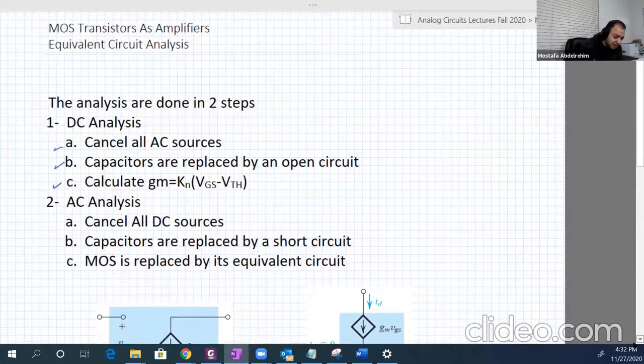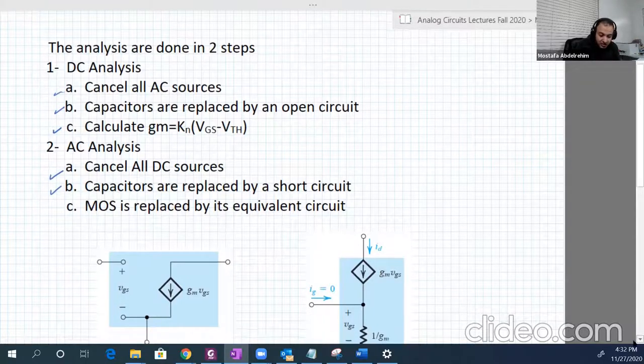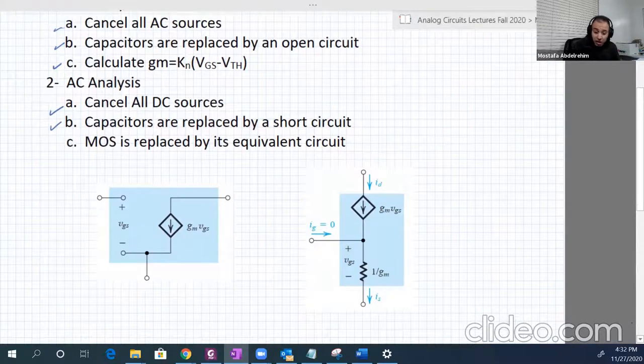Then we go to the AC analysis, in which we do the opposite. We cancel all the DC sources. We replace any capacitor with a short circuit. And we replace the transistor by its small signal equivalent circuit. We have two equivalent circuits for the transistor. We can use any, by the way.